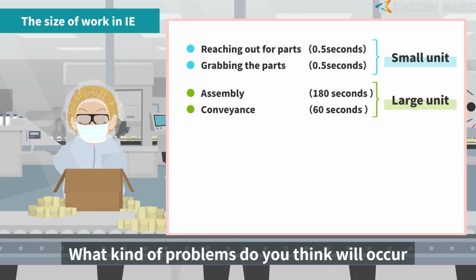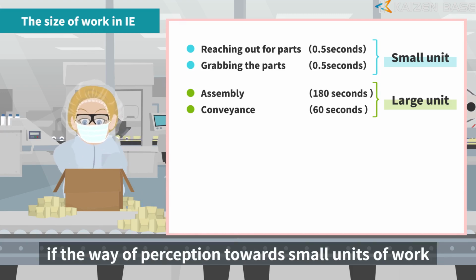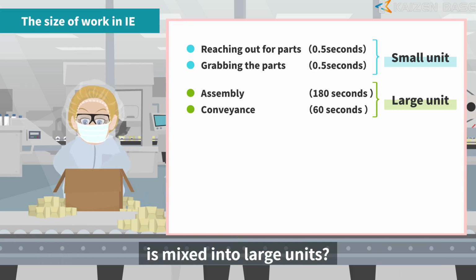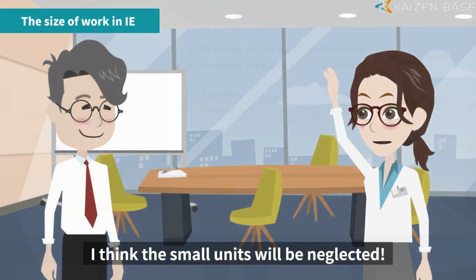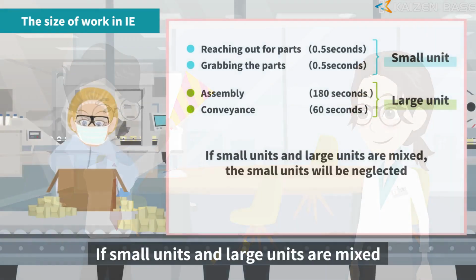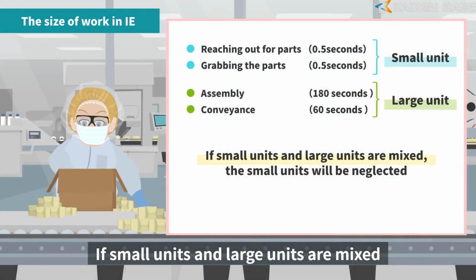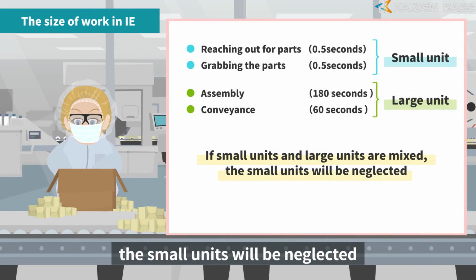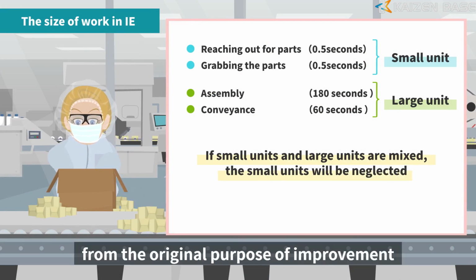What kind of problems do you think will occur if the way of perception towards small units of work is mixed into large units? I think the small units will be neglected. That's right. If small units and large units are mixed, the small units will be neglected, which will deviate from the original purpose of improvement.